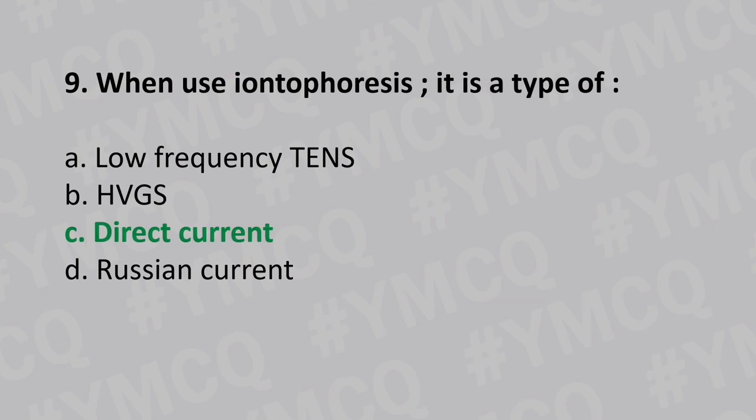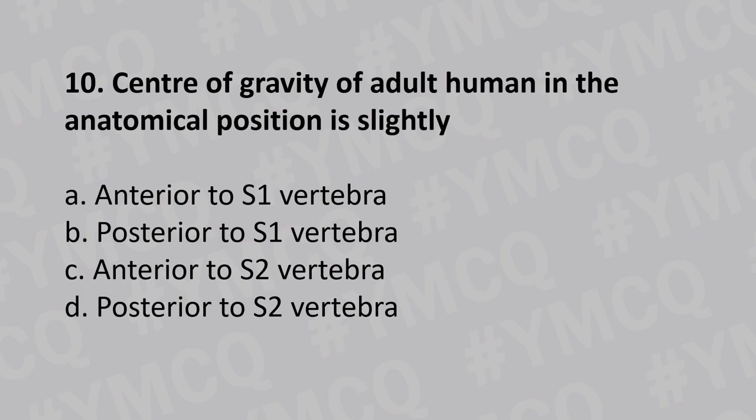Center of gravity of adult human in anatomical position is slightly. Option A, anterior to S1 vertebra. Option B, posterior to S1 vertebra. Option C, anterior to S2 vertebra. Option D, posterior to S2 vertebra. And the answer is option C, anterior to S2 vertebra. Moving to our 11th question.